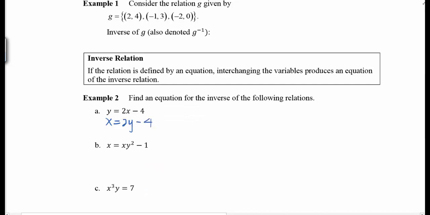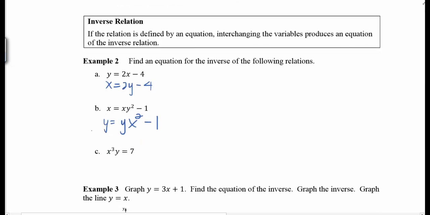And then the minus 4 just stays the same. So x equals 2y minus 4 is the inverse. For part B, again, wherever there's an x in the original, put a y. Wherever there's a y in the original, put an x. So it would be y equals y times x squared minus 1. And then C would be y cubed x equals 7.